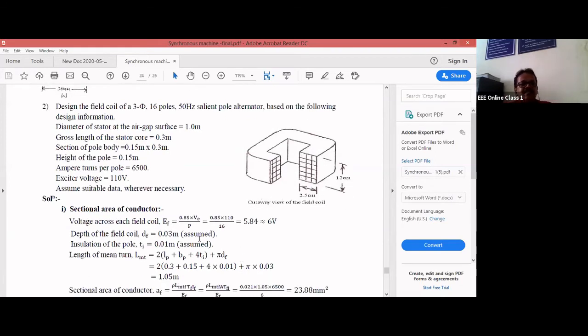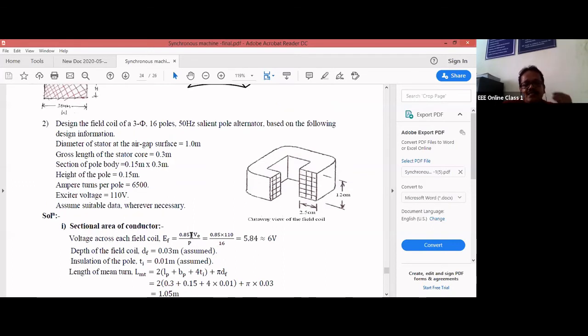Now first let us calculate the cross section area of the conductor, meaning this part. We try to calculate the voltage across each field winding: EF is 0.85 into VE divided by P. 15% is wasted due to power loss in the field winding, so the available voltage will be 85% of your exciter voltage. 0.85 into 110, the exciter voltage, divided by 16. I got 5.84, so I round up to 6.